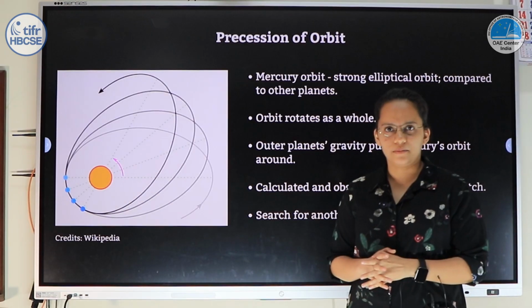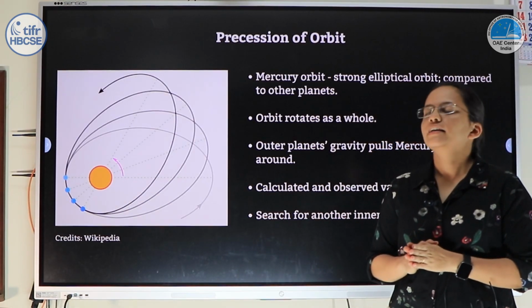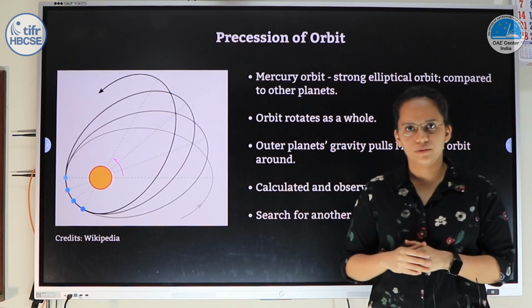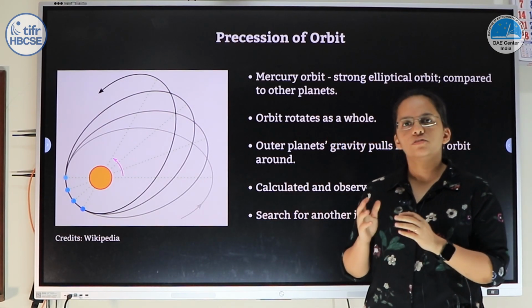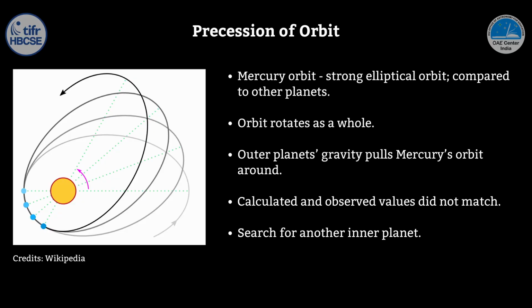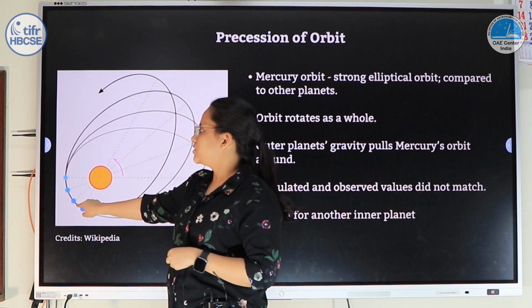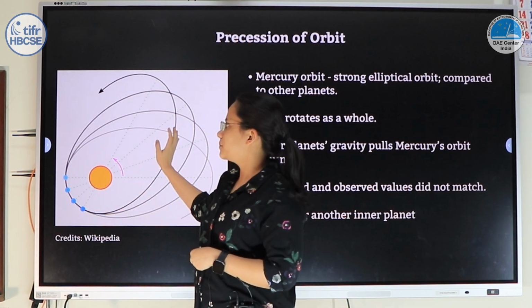Another interesting fact about the orbit of Mercury is that it is strongly elliptic as compared to the orbits of other planets in the solar system. Also, this orbit precesses as a whole. If you see in this diagram, you see many orbits here, and the blue points here are the points at which Mercury is closest to the Sun in that particular orbit. You see that with time, this point changes its position, which means this orbit is precessing as a whole.